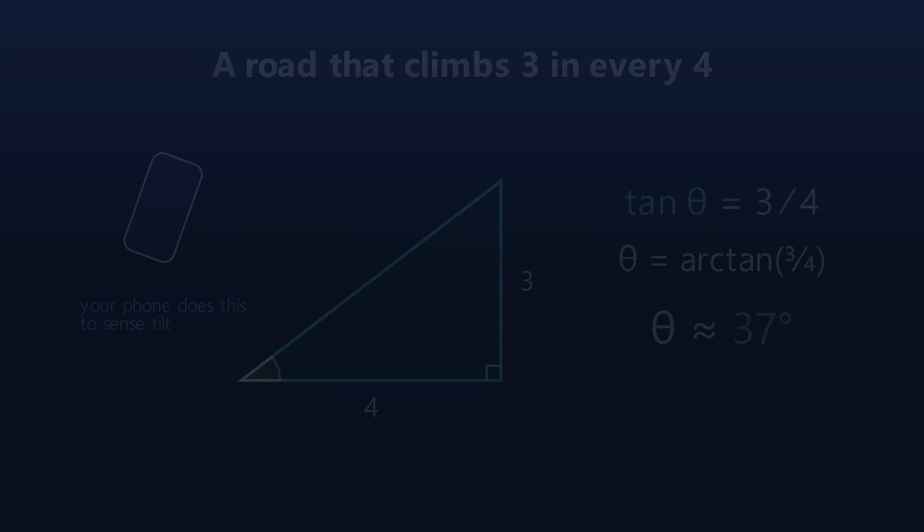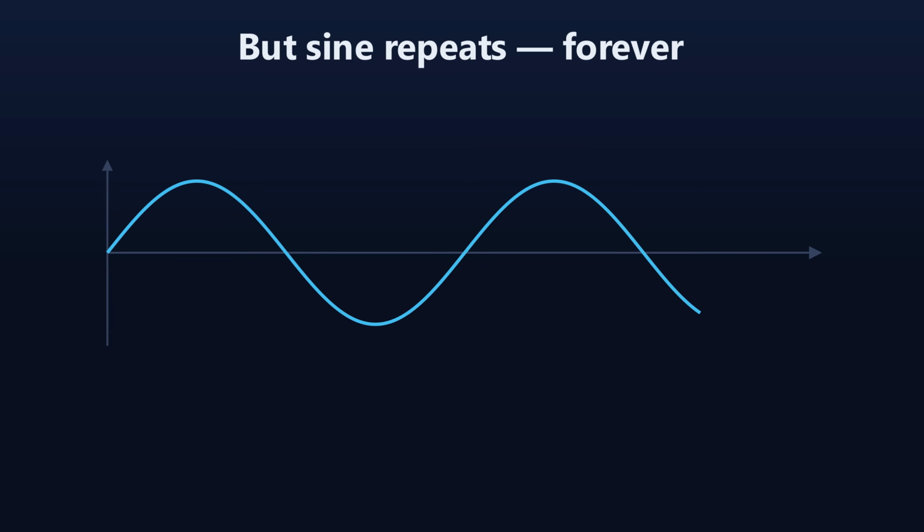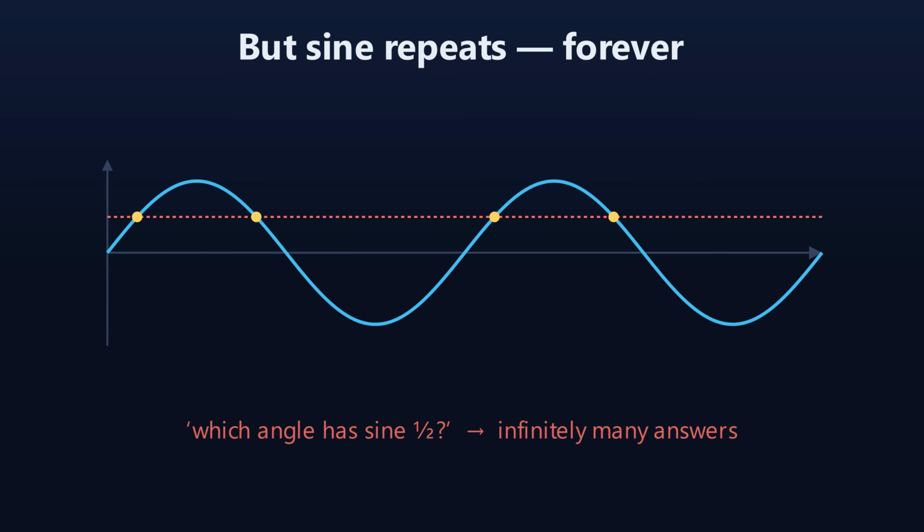But there's a catch, and it's a deep one. Sine is a wave. It hits the value 1/2 not once, but over and over forever as the angle keeps turning. So which angle has sine 1/2 has infinitely many correct answers, and a function is only allowed to give one. So mathematicians made a deal. The inverse sine will only ever return an angle in a single chosen stretch, from -90 to +90 degrees. That's why your calculator gives you one clean answer, even though the honest answer is this, plus every full turn forever.